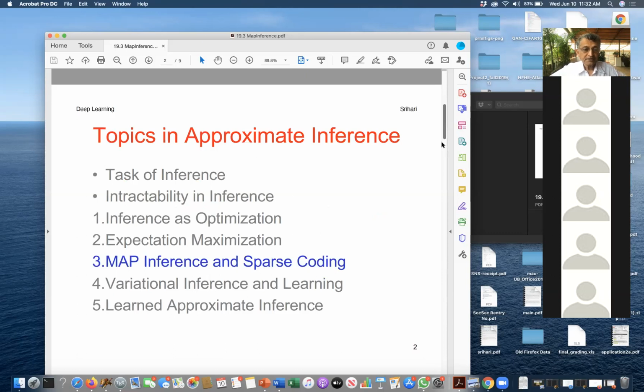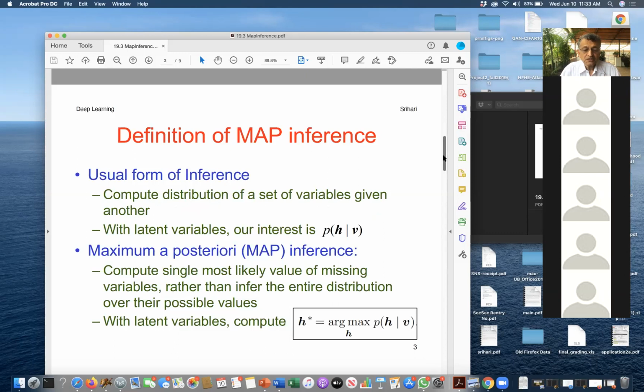So we are into item number 3 here, topics in approximate inference. It's called MAP inference and sparse coding. So let's define MAP inference mathematically. The usual form of inference is to compute the distribution of a set of variables given another. So if we have visible and hidden units in the network, in regular inference, we're interested in saying what is the probability of H given V, right? If it is a supervised learning problem, H may be just classes. What is the probability of each class given the image that you have?